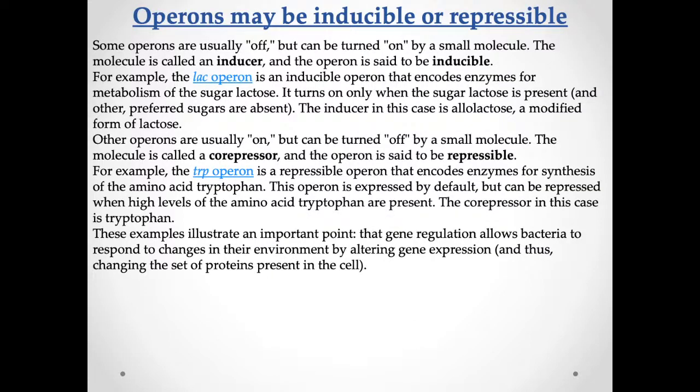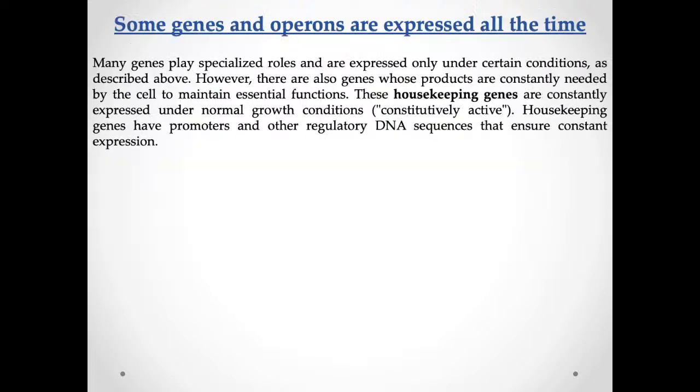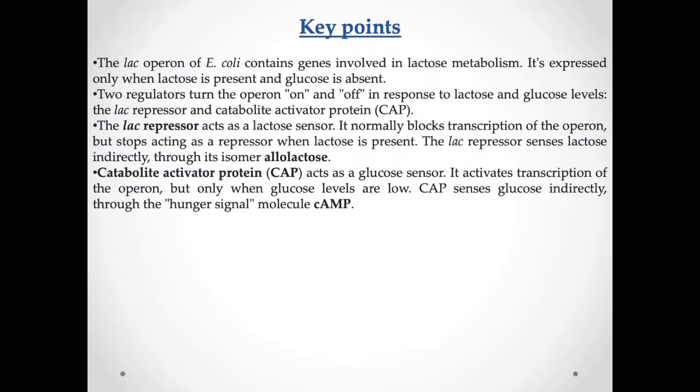So there are mainly two operon systems. One is LAC, one is TRP. LAC is an inducible operon system used for the enzymes for the metabolism of the sugar lactose. Whereas TRP is a repressible operon system which is used for the synthesis of the amino acid tryptophan. Now let's check each of these, the LAC operon and TRP operon system, one by one. So first is the LAC operon system.